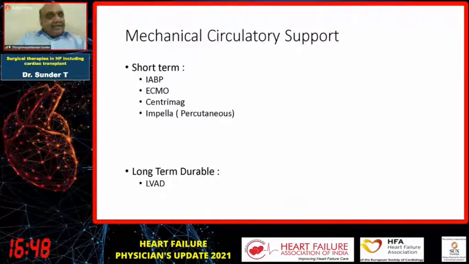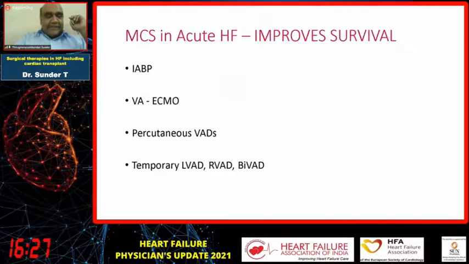So mechanical circulatory support could either be short-term or long-term. Short-term is something we all know: the intra-aortic balloon pump, and ECMO, which supports both the lung and the heart. Other examples are Centrimag, and Impella, which is not really a surgical one. It is within the domain of the cardiologist and is inserted percutaneously. So in heart failure, you're given all the medications, the diuretics, and the drugs that improve survival. Now these are the lists of mechanical circulatory support. You could have ECMO, or a VAD, which stands for ventricular assist device.